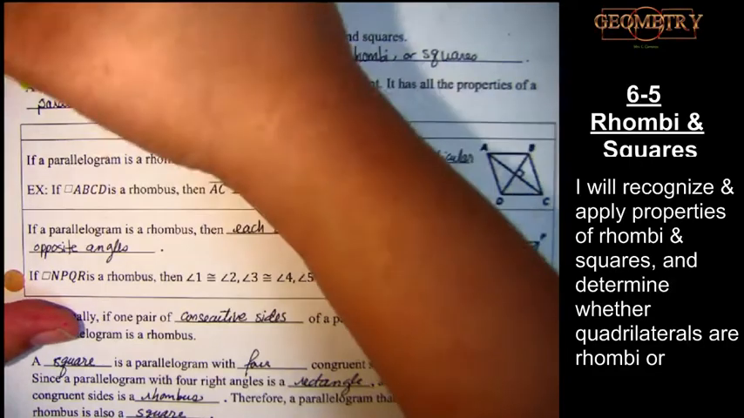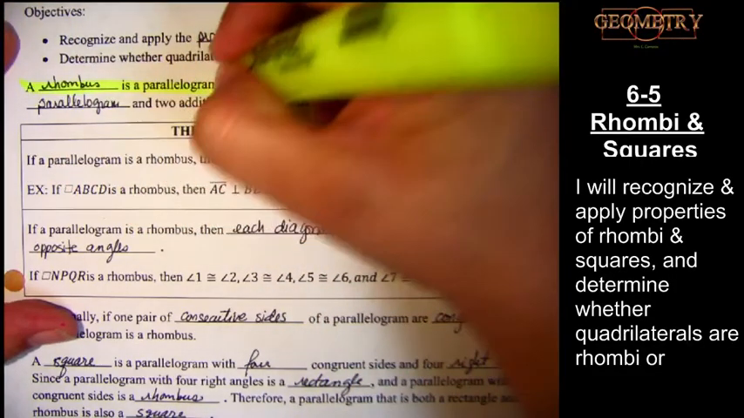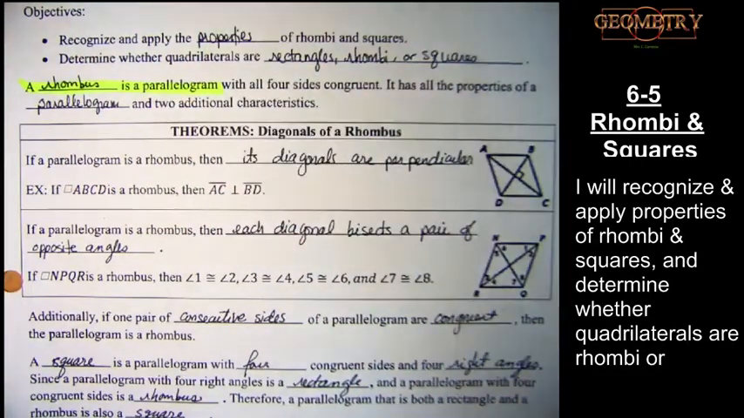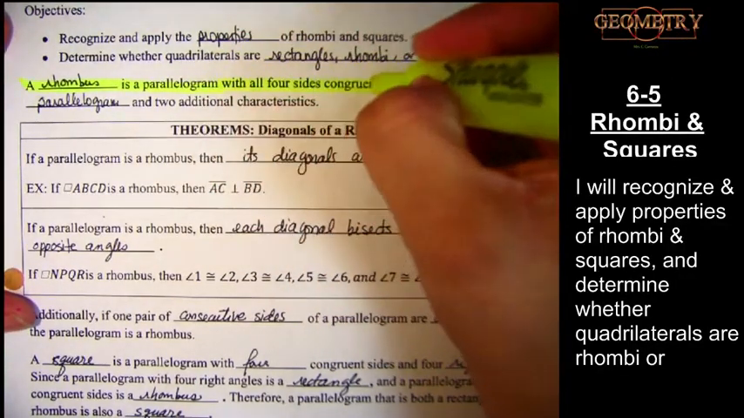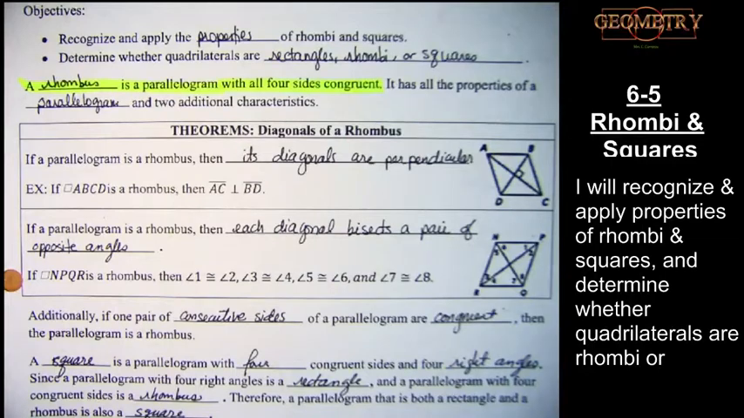A rhombus is going to be a parallelogram, so it has all of the properties of a parallelogram. Opposite sides are parallel. The opposite sides are congruent. Opposite angles are congruent. All of that. But all four of its sides are congruent. Okay? So this side is the same measure as this side, which is the same measure as this side, which is the same as this side. All four sides are congruent for a rhombus.